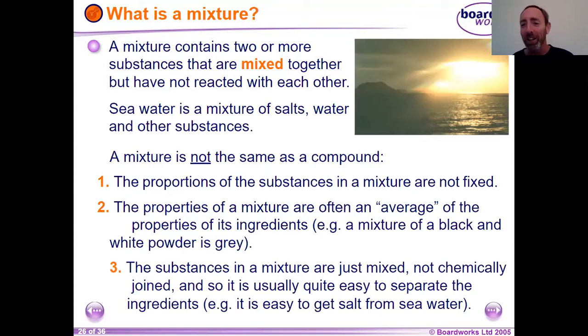The water will evaporate and the salt will be left behind. Lola's laughing away like a little turkey there.